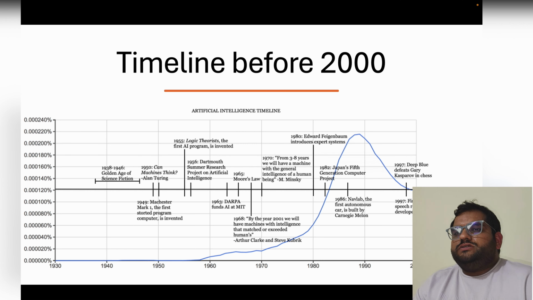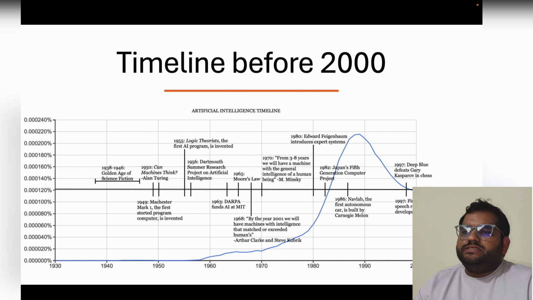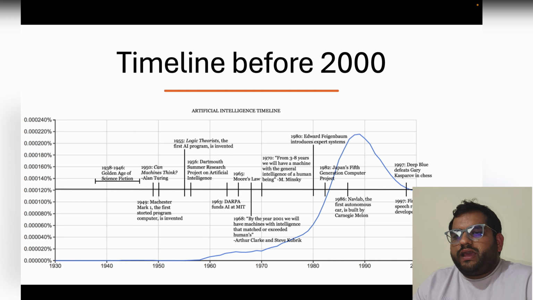So here is the early 2000s, before which we do not have a lot in data science, but these are like the golden periods and very low periods, and you can see a lot of things which happened in computers in between. This is one of the graphs you can refer to for the golden age of science fiction. Then the idea that machines can think came from Alan Turing. The first stored program computer languages came in 1949, and logical theories came up in 1955. Then there was the artificial intelligence project in 1956 from Dartmouth. Then DARPA funded AI at MIT in 1963.